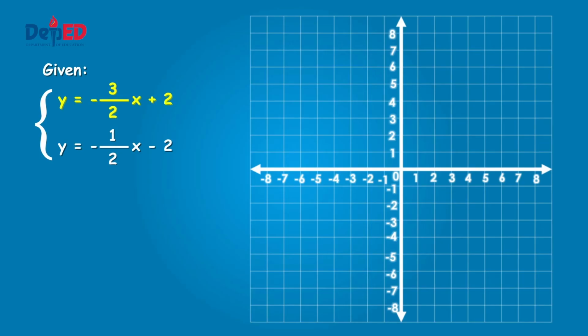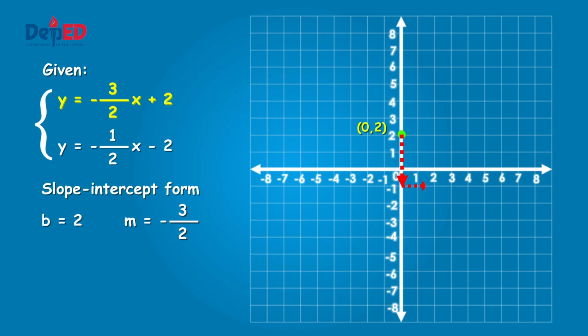In y equals negative 3 halves x plus 2, the y-intercept is b equals 2, while the slope is negative 3 halves. So plot the point (0, 2). And from this point, we locate another point 3 units downward, then 2 units to the right. Next, connect these 2 points to form the line.